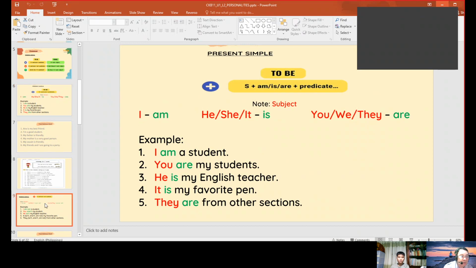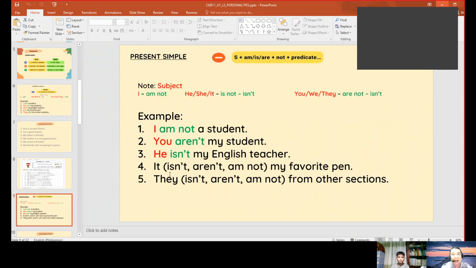Okay, so let's move on to our next lesson. This time we are going to talk about the negative. If we have the positive, we also have the negative. So what are we going to do with that? We use the same structure, but we just have to add not, plus a predicate.